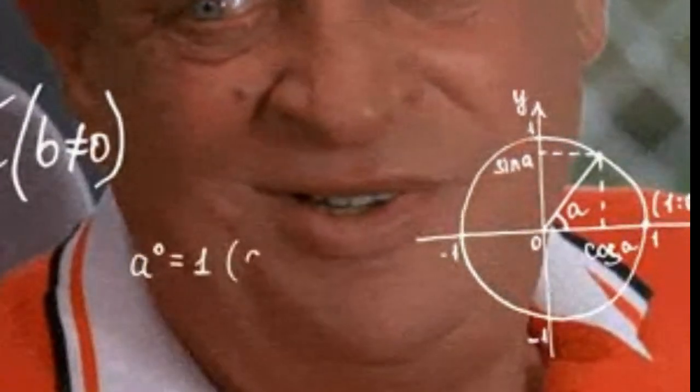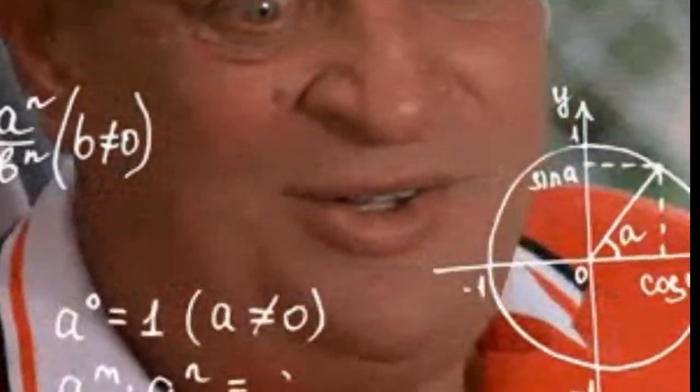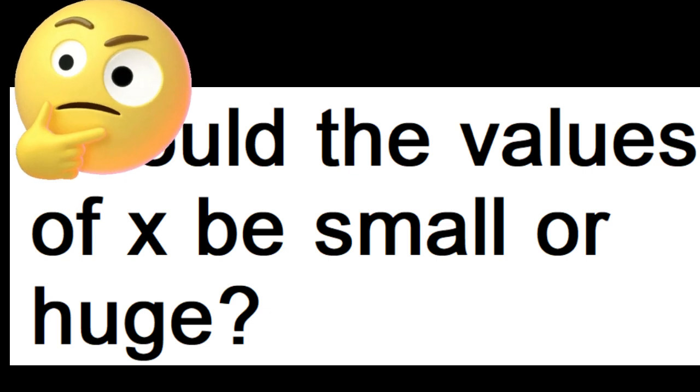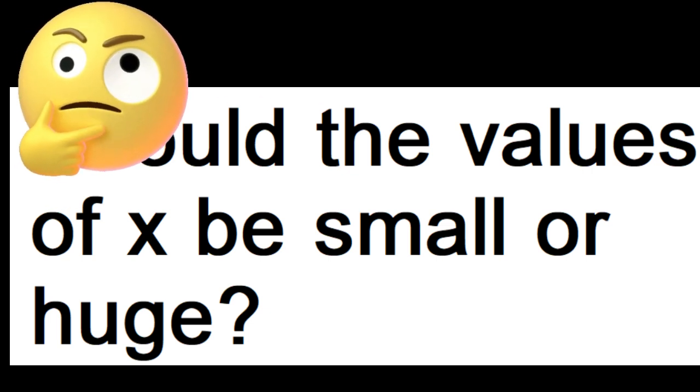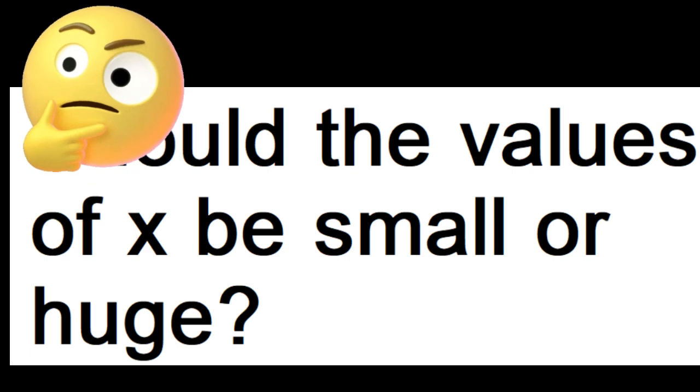Is 0 raised to the 0, 0 or 1 or something else? Let's investigate this a little using very simple values. Here we have x raised to the x. You should pause the video here and ponder how we might produce the 0 to the 0 effect. Do we plug in large values for x or tiny values for x?